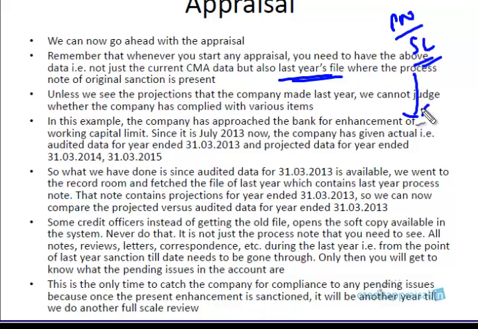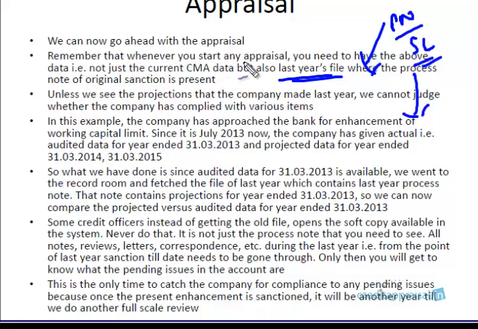The last year's sanction letter will give you the special conditions stipulated for this company. So you have to ensure that those sanction terms are complied with, and you also have to look at the process note and look at what projections the company has given. What is the turnover that they said they will achieve in 2013? What is the profit they said? What is the capital they said they will bring in? And now you have to compare the actual with the estimate, whether all of that was done as promised or not.